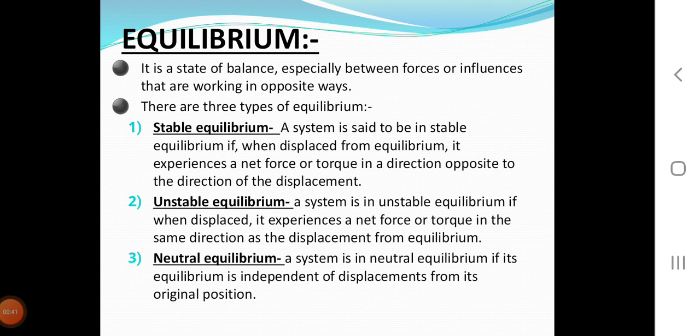A system is said to be in stable equilibrium if, when displaced from equilibrium, it experiences a net force or torque in a direction opposite to the direction of displacement. Now, unstable equilibrium. A system is in unstable equilibrium if, when displaced, it experiences a net force or torque in the same direction as the displacement from equilibrium. Now, neutral equilibrium. A system is in neutral equilibrium if its equilibrium is independent of displacements from its original position.